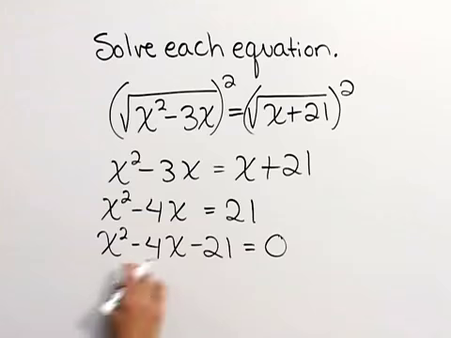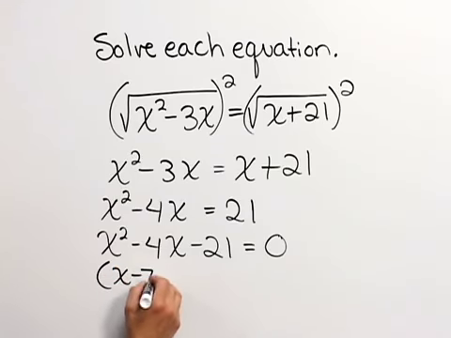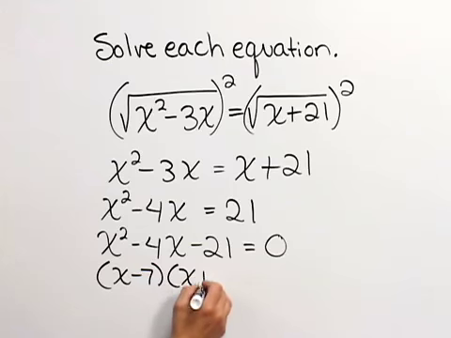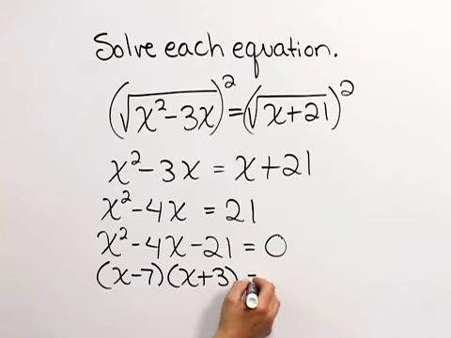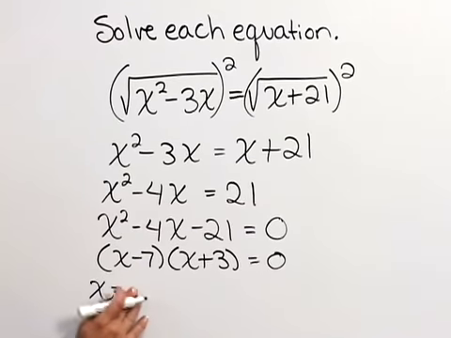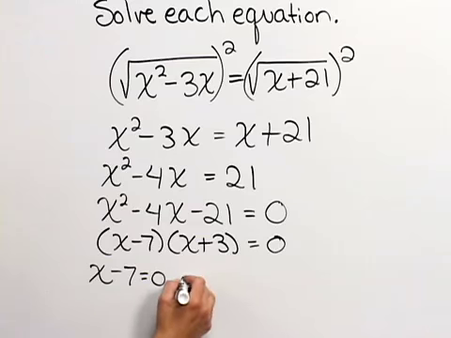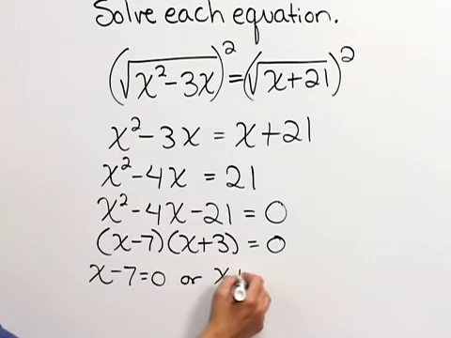We can now factor this. Factors of negative 21 that will add up to a negative 4 are negative 7 and 3. So this will be an x minus 7 times x plus 3 when it's factored. Now, either this equals 0 or that equals 0. So we have a possibility of x minus 7 equaling 0, or x plus 3 equaling 0.